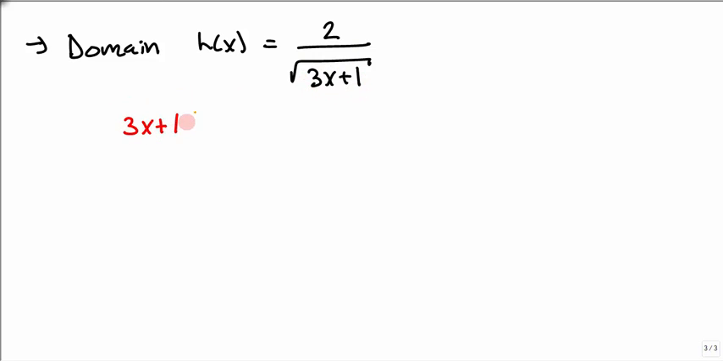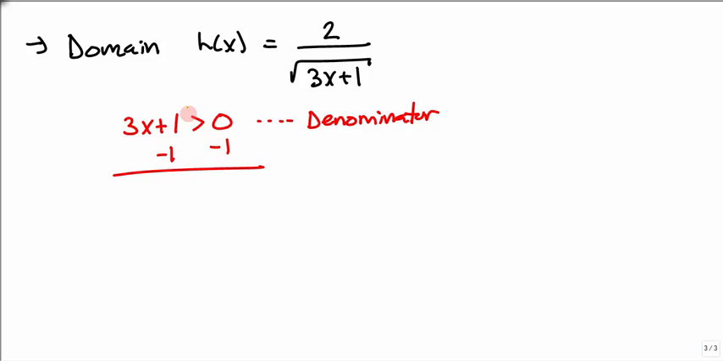Now last time I said greater than or equal to 0 because it was in the numerator, but now I'm just going to have to say greater than 0 because it's in the denominator. So it's in the denominator, so I have to say it's greater than 0. It cannot be equal to 0 because it's in the denominator. So I'd subtract 1 from both sides, divide both sides through by 3, and I get x is greater than -1/3.